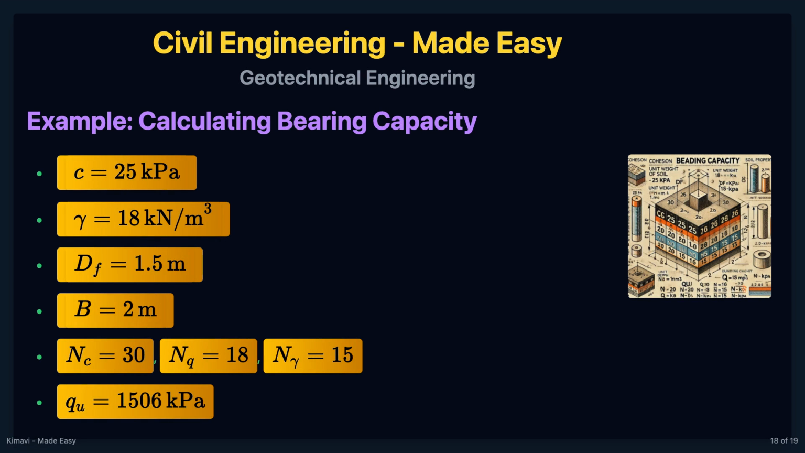For a shallow foundation with cohesion of 25 kilopascals, unit weight of soil 18 kilonewtons per cubic meter, depth of foundation 1.5 meters, width of foundation 2 meters, and bearing capacity factors Nc equals 30, Nq equals 18, and N gamma equals 15, the ultimate bearing capacity is calculated as Qu equals 25 kilopascals times 30 plus 18 kilonewtons per cubic meter times 1.5 meters times 18 plus 0.5 times 18 kilonewtons per cubic meter times 2 meters times 15, which equals 1,506 kilopascals.